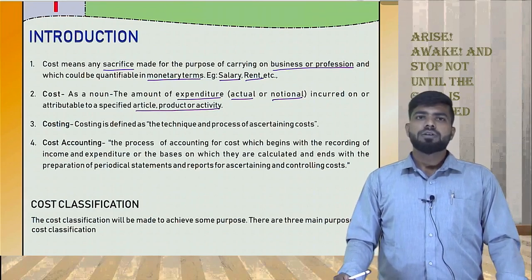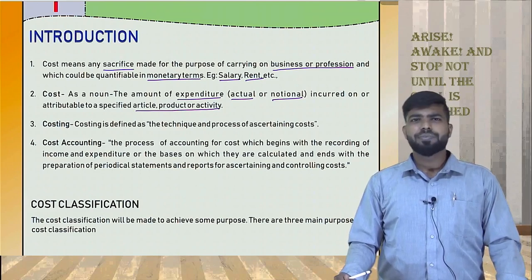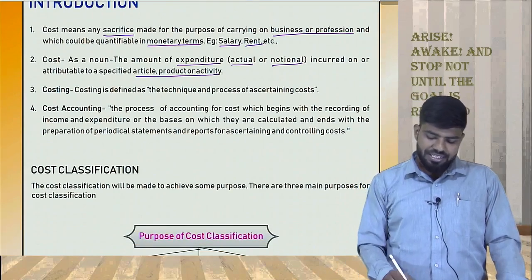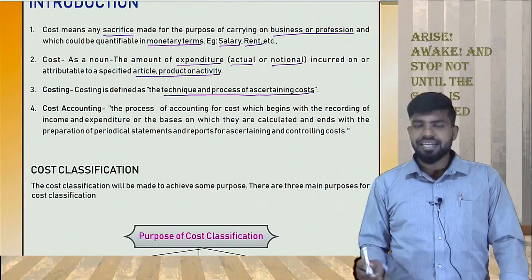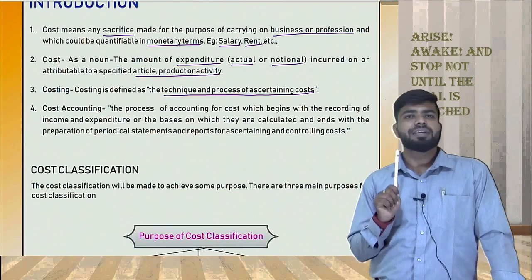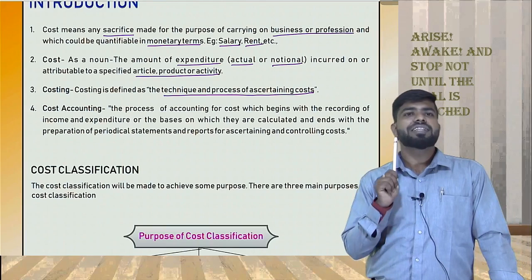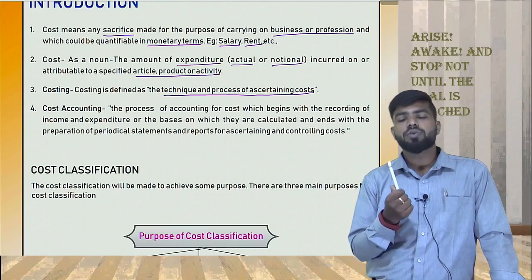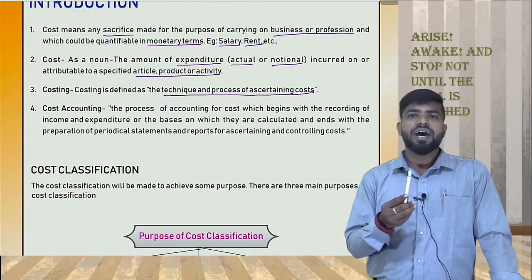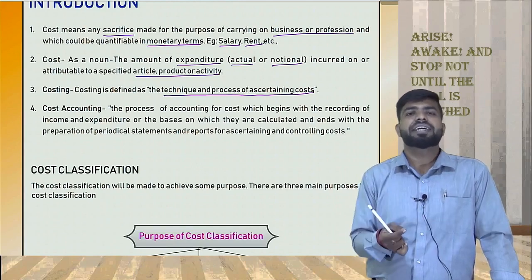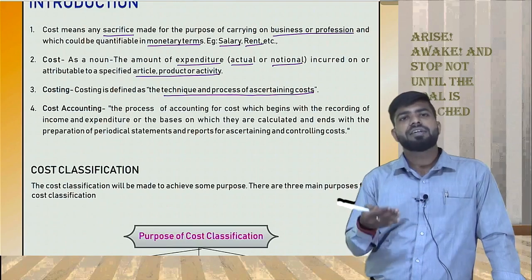Okay, so then what is costing? It is very simple. The technique and process of ascertaining cost is called costing. Suppose you are manufacturing a pencil; for this pencil we need to arrive at the cost. So how do we arrive at the costing? If you arrive at the cost of this pencil, that will be called costing. It is one of the techniques of ascertaining the cost of the activity, article or product.